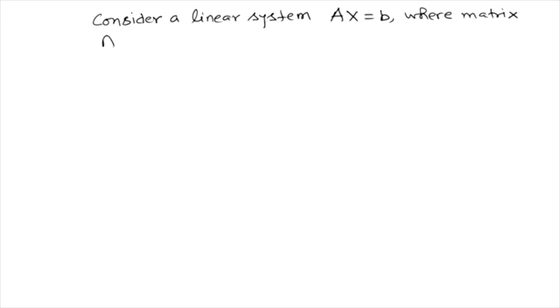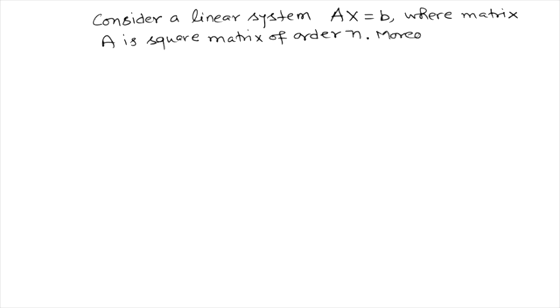Consider a linear system Ax equals b, where matrix A is a square matrix of order n. So it means we are having n equations in n unknowns.